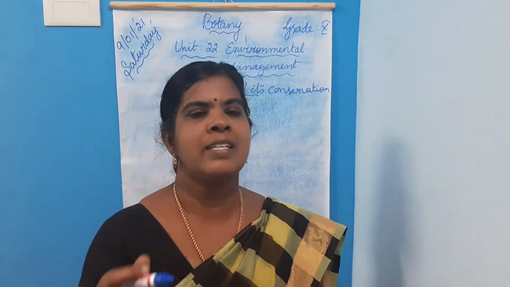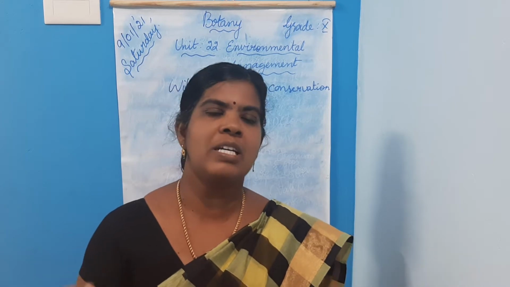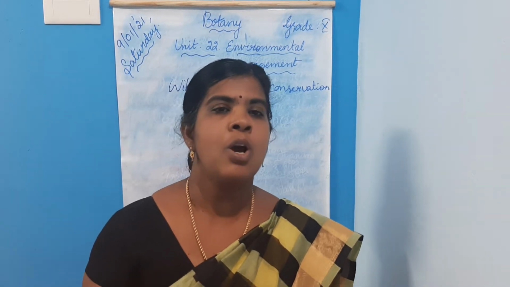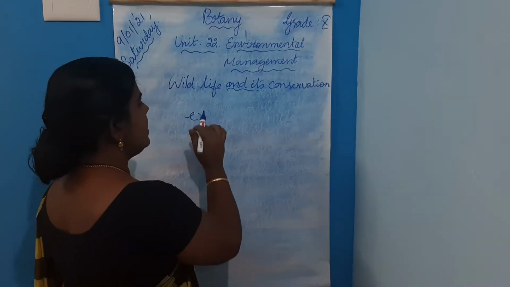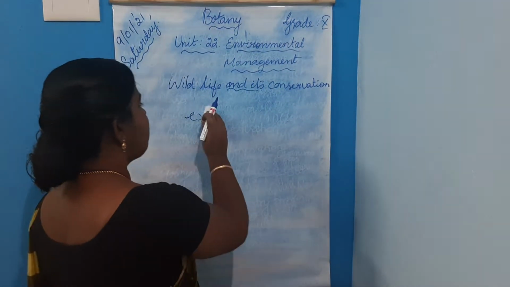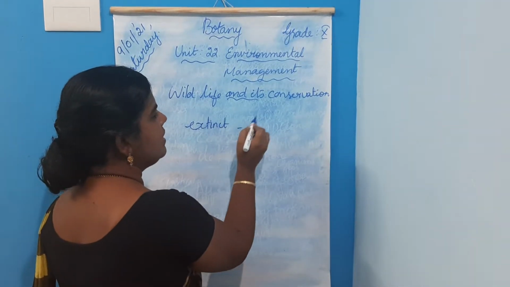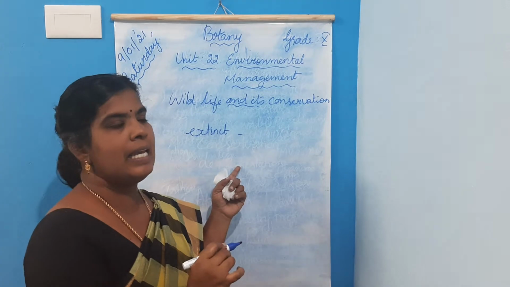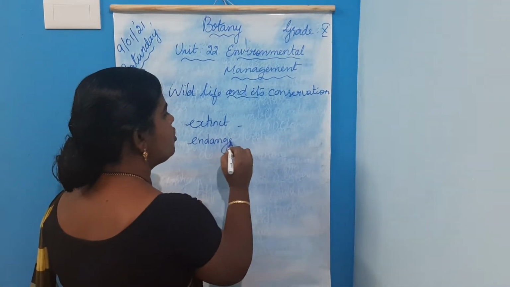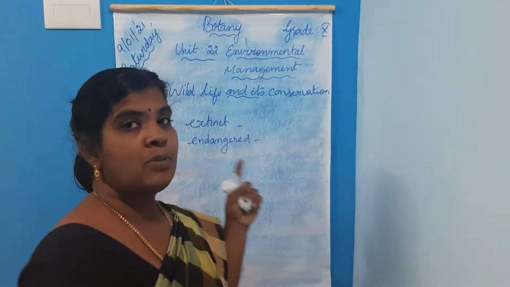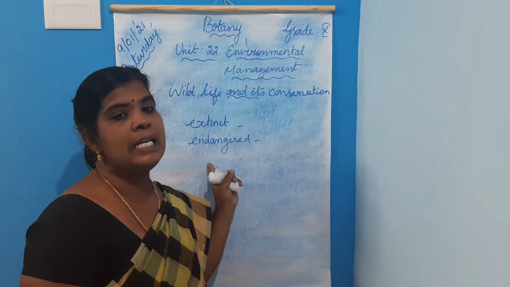What do you mean by extinct? Species of animals and plants which are not there in this world, that is extinct. What do you mean by endangered? Species which are going to become extinct, or endangered species.